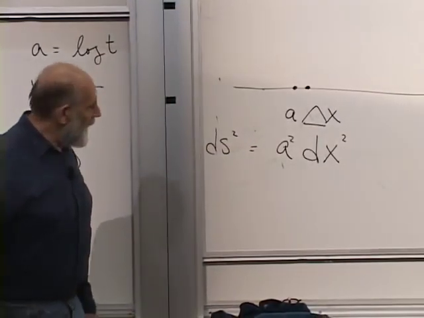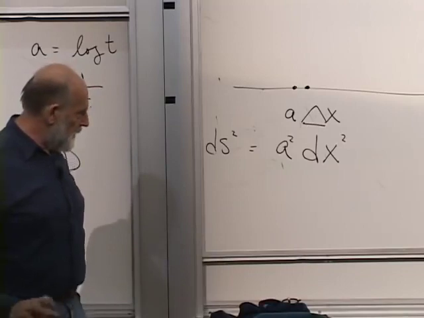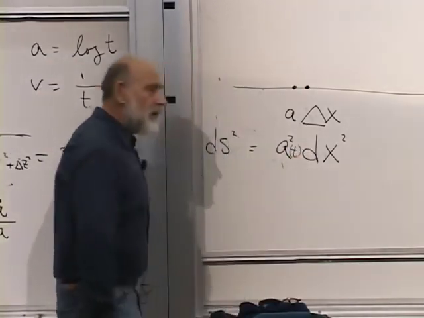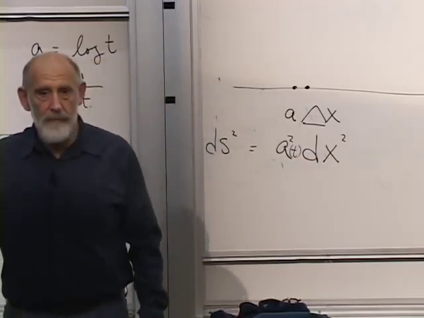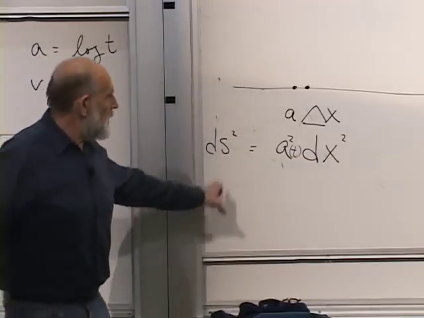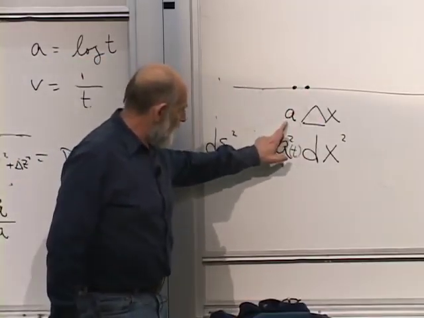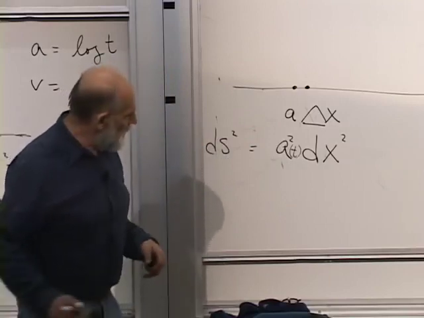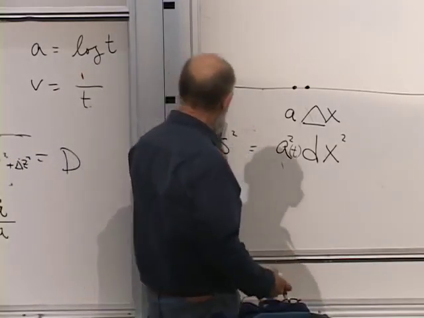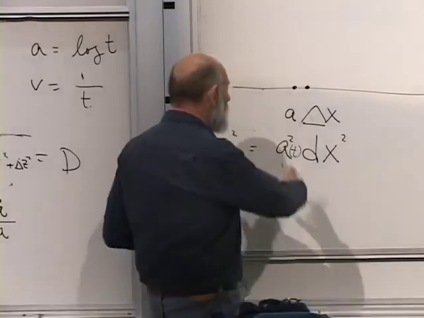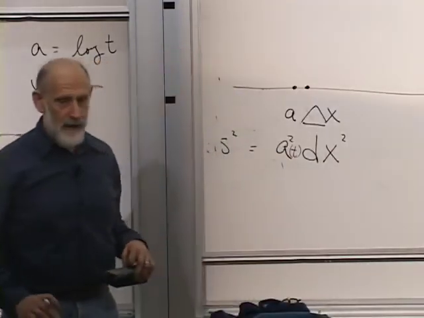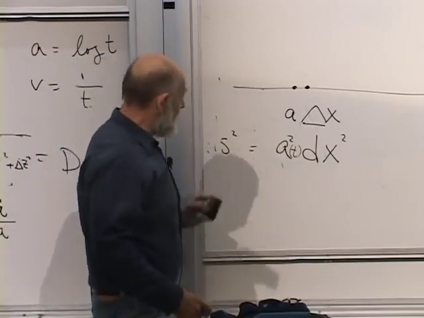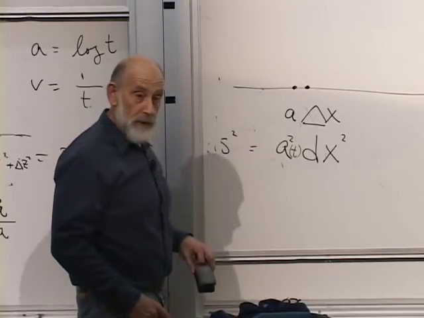If a is changing with time, then the metric is changing with time. But still, this is just a one-dimensional space with a metric, and that metric might depend on time. Okay? So you see where we're going. We're starting to talk about the geometry of spaces. One-dimensional spaces are too simple to have an interesting curvature or anything like that. The metric of space is just a coefficient out here.